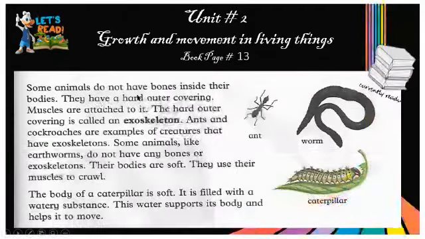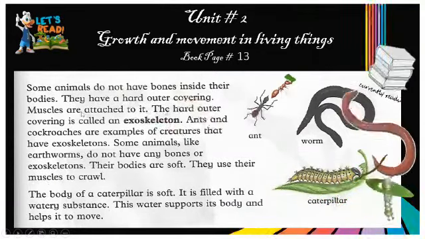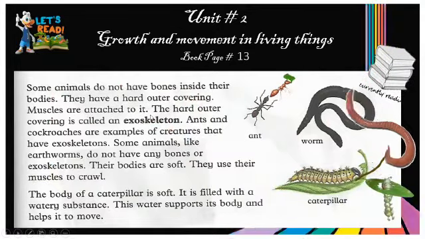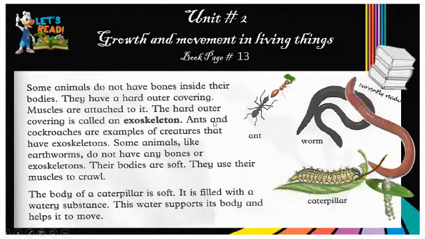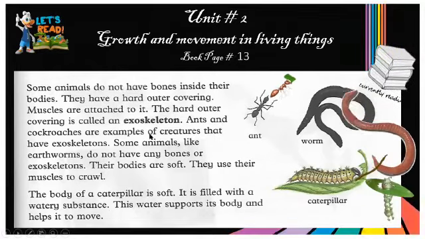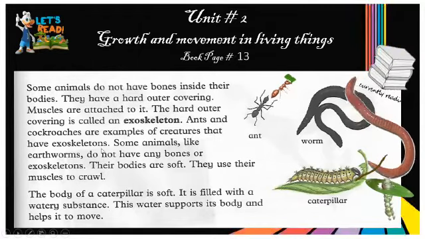Some animals do not have bones inside their bodies. They have a hard outer covering. Muscles are attached to it. The hard outer covering is called an exoskeleton. Okay, the hard outer covering, that one. Ants and cockroaches are examples of creatures that have exoskeletons.